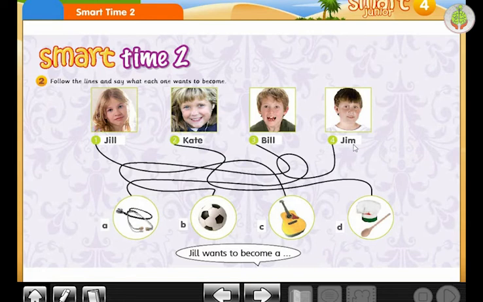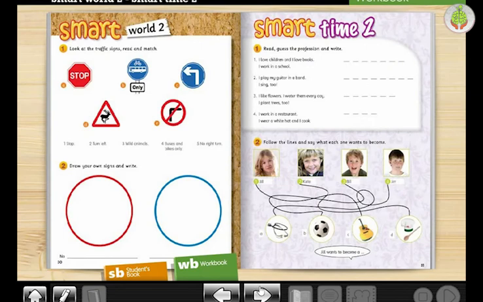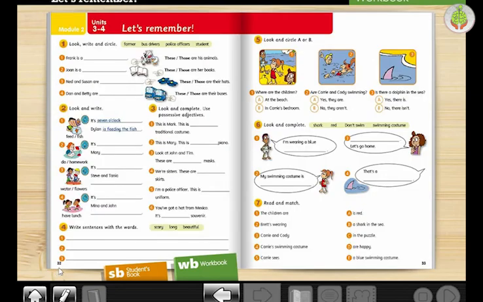Very good. Now, Jim. Okay, let's follow Jim. Ooh, look. What does he want to be? He wants to be a doctor. Very good. Okay, now let's jump to page 32, which is exercise 1.